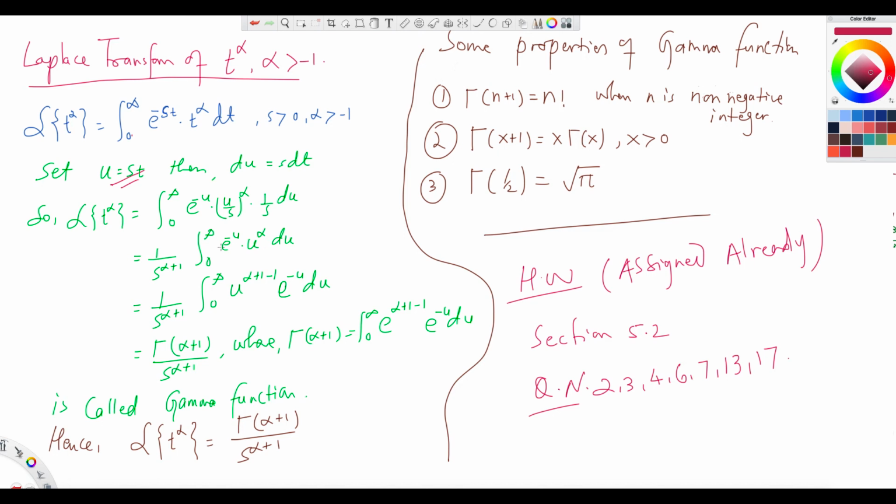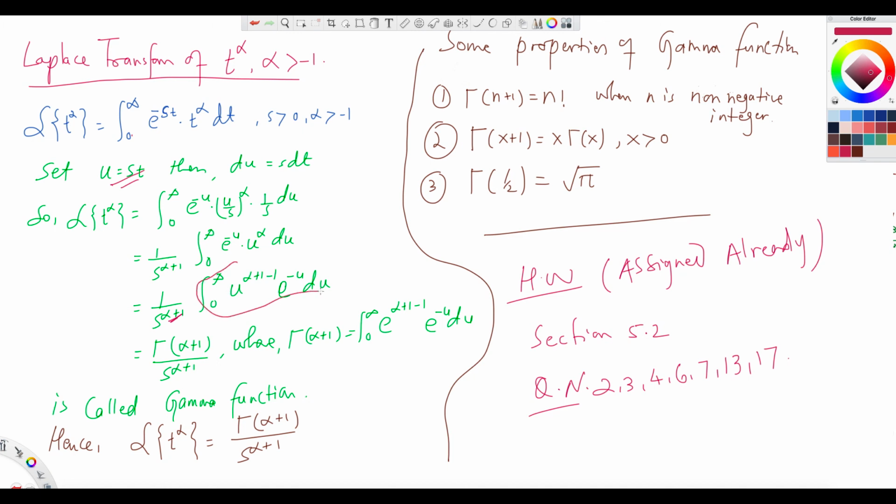Now, when I pull that s to the alpha plus 1 to the front, 1 over that to the front, what is left is the integral from 0 to infinity. I wanted to match with alpha plus 1 there, so I wrote u to the alpha plus 1 minus 1, and then e to the negative u. So what you get here is basically gamma of alpha plus 1 over s to the alpha plus 1.